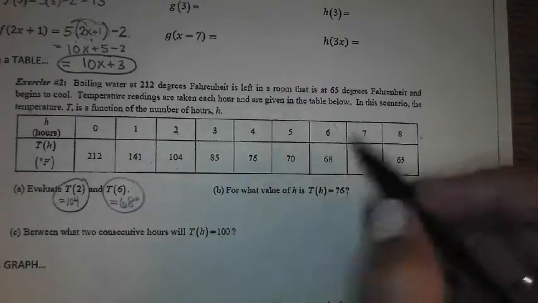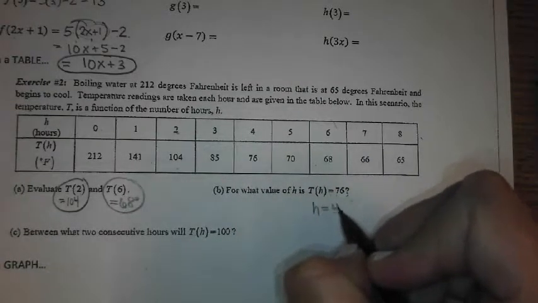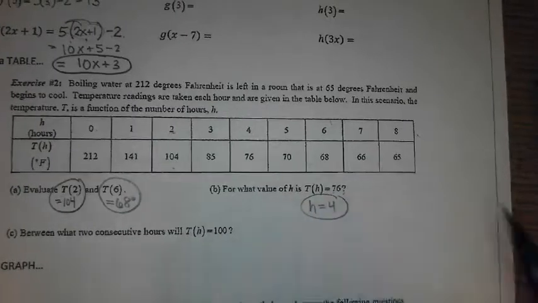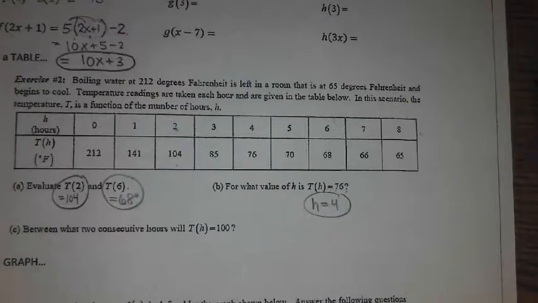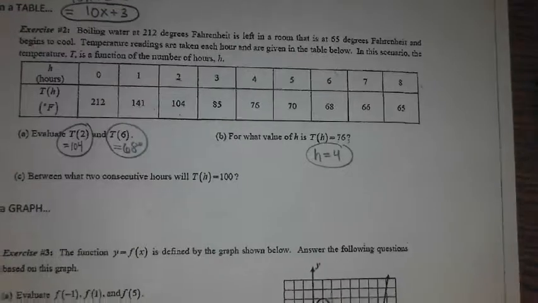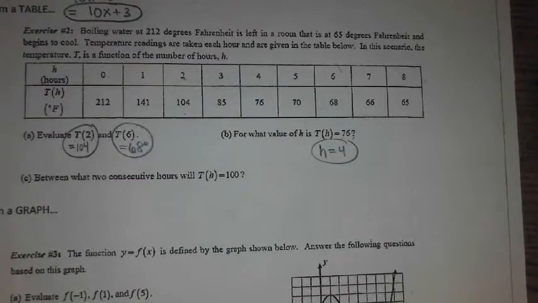The 4th hour, correct. H equals 4. If they ever wanted you to interpret that, you would say after 4 hours, our water has cooled to 76 degrees. Okay, so just being able to change that math lingo into something that's meaningful if you're talking to a second grader, right?